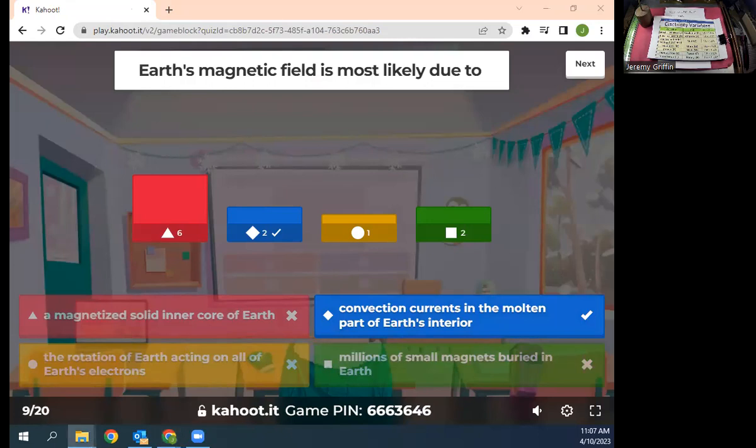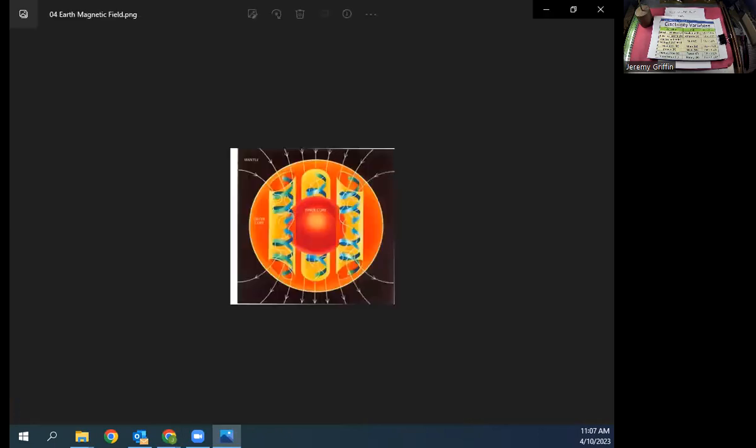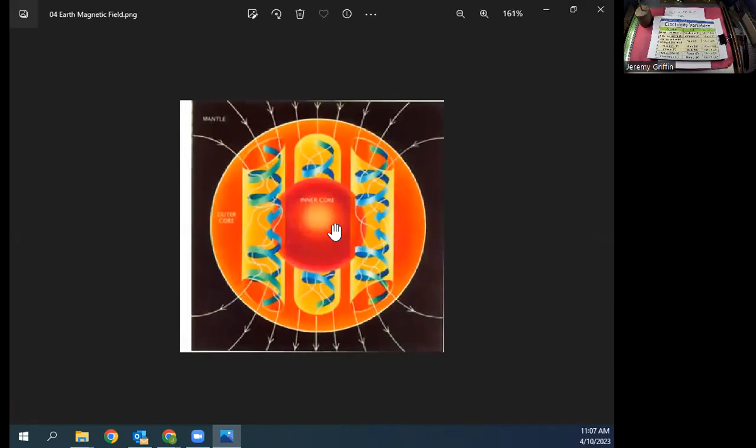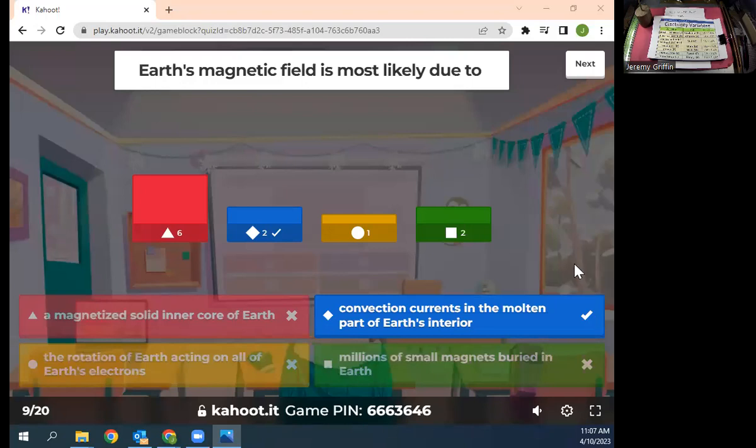So let me find the slide where I was talking about this the other day. You guys remember this right here? The fact that the Earth is spinning, there's a molten mantle with ferromagnetic materials in it. Put two and two together, right? Different latitudes, a Coriolis type effect probably going on. Put all that together.